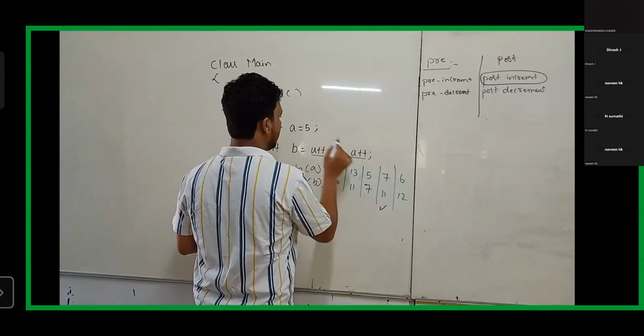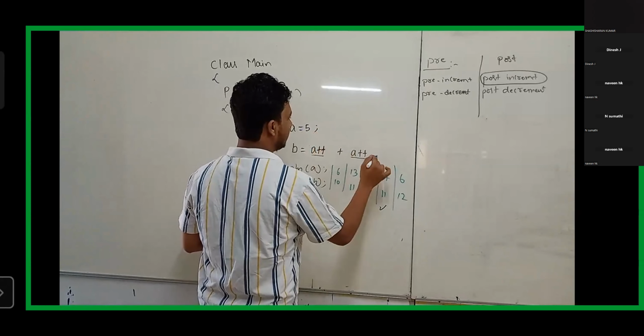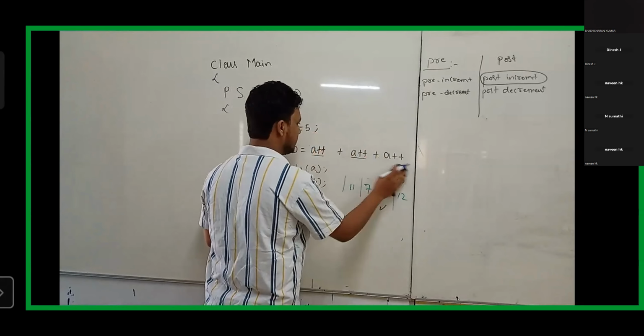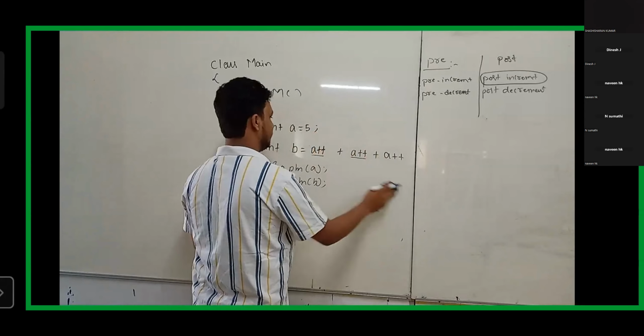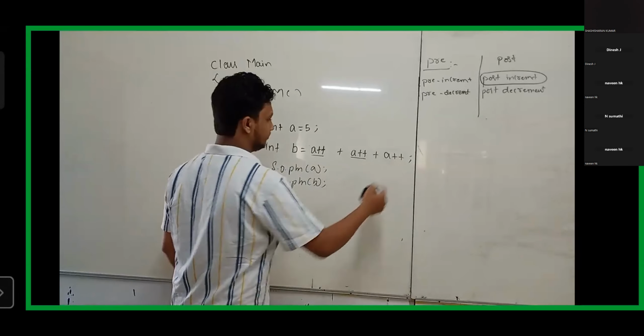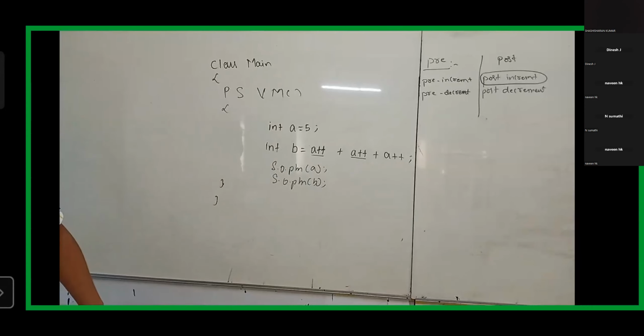A is equal to 5 and A plus plus, and I'll tell you R plus A plus. Tell the answer. Fast.